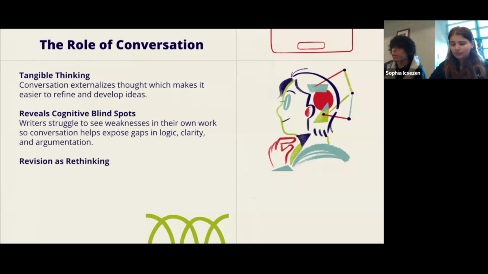Finally, through inquiry, conversation shifts revision into truly rethinking ideas. Revision isn't just about making a draft better in some objective sense. It's about developing the writer's ability to engage critically with their own work.